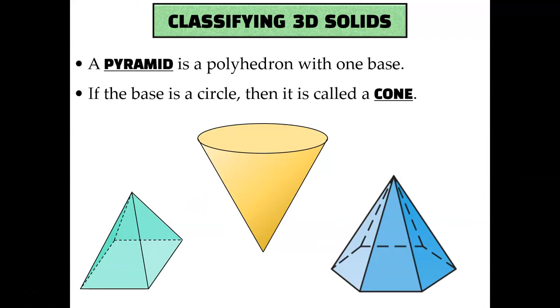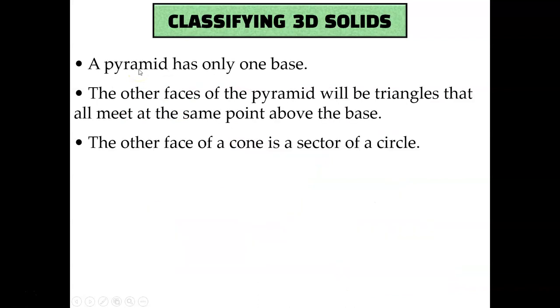Pyramids have 1 base. And if that base happens to be a circle, then it's called a cone. So looking at each of these 3 examples, they each only have 1 base. This one has a base that is a quadrilateral, this one has a base that is a hexagon, and this one has a base that is a circle. And since they each only have 1 base, that makes them a pyramid. And the other faces are triangles. And those triangles will always meet together at what's called the apex, which is a single point above the base.